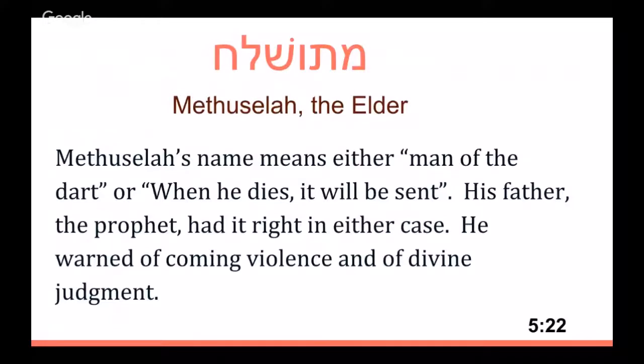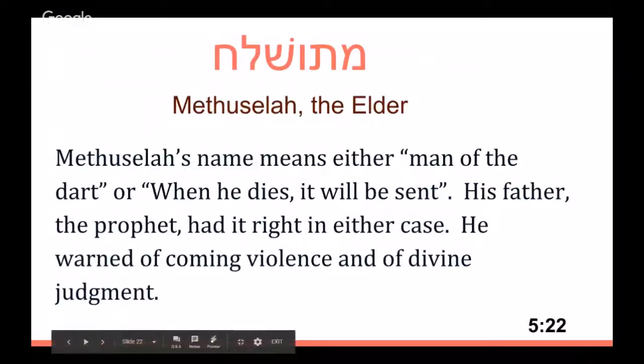Most Bible scholars date Methuselah's death to be the year of the flood. That's why the prophecy might have been, when he dies, it will be sent, being judgment. The flood is judgment. Violence and or judgment. Both of them fit his name.